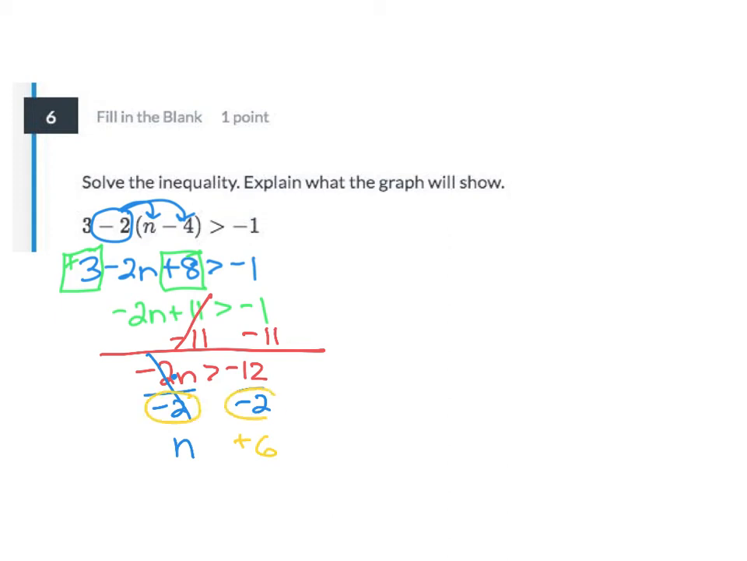Notice how we're dividing by -2 on both sides. I'm going to put that in blue first. Hold on. So we have +6, right? And then notice how we are dividing by -2 on both sides, so we are going to flip our sign. So this is our answer: n is less than +6.